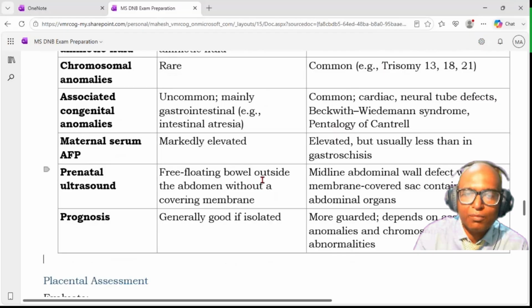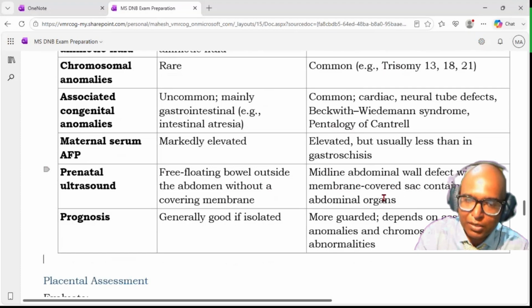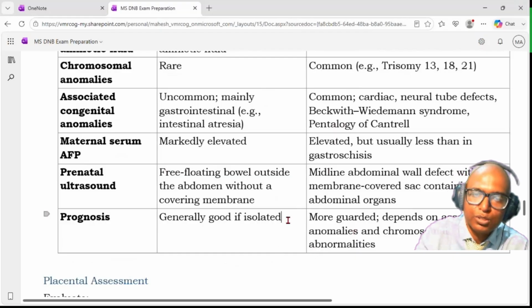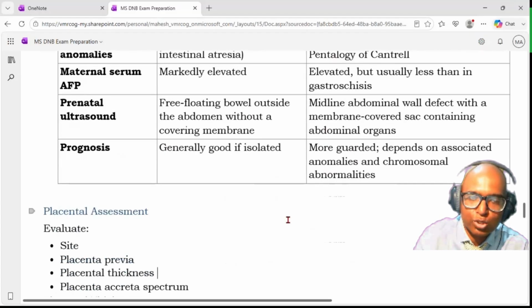Okay, so free floating bowel outside the abdomen without a covering membrane. This particular feature is very specific for gastroschisis. While in omphalocele, you will have a midline abdominal wall defect with a membrane covered sac containing the abdominal organs. Generally, good prognosis is seen with gastroschisis, while it is more guarded with omphalocele. It depends on associated anomalies and chromosomal abnormalities. Okay, so these are two important things which you should remember.